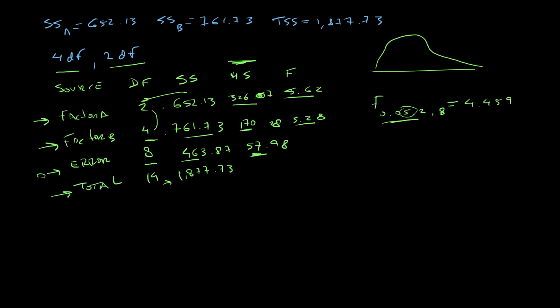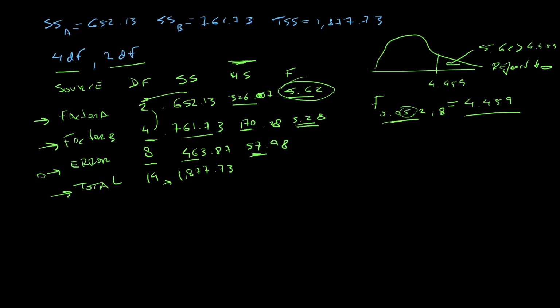And you'll get the number 4.459. So essentially what this means is that the critical value is the number that you found here, 4.459, but the value that you have here is 5.62, so it's here. And because this value is greater than 4.459, essentially what you say is that you reject the null.